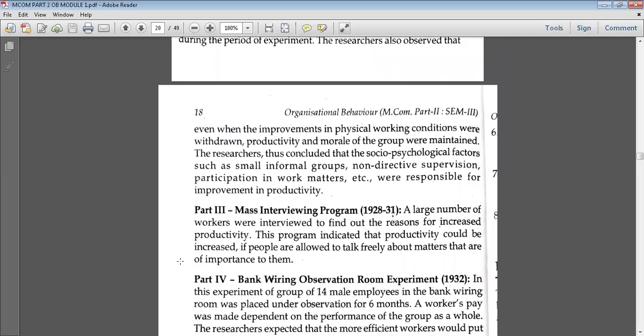Then there was the third stage, the mass interviewing program. In the mass interviewing program, a large number of employees were taken together. They were interviewed to understand the reason for their productivity. They were given a chance to talk freely about the matters which were considered important to them.